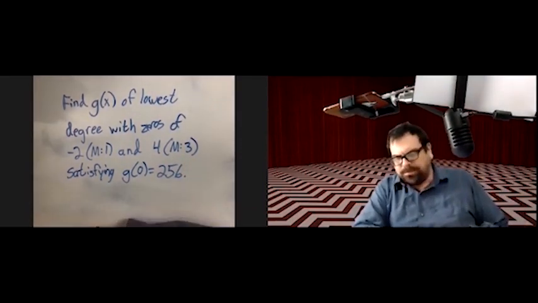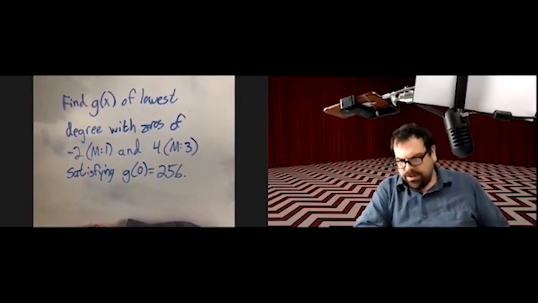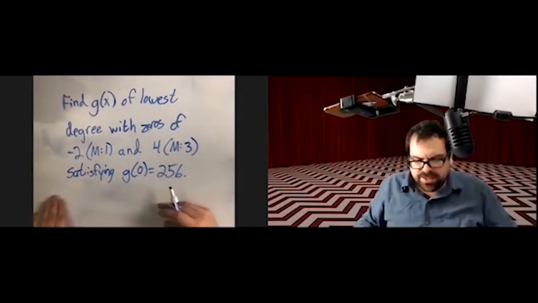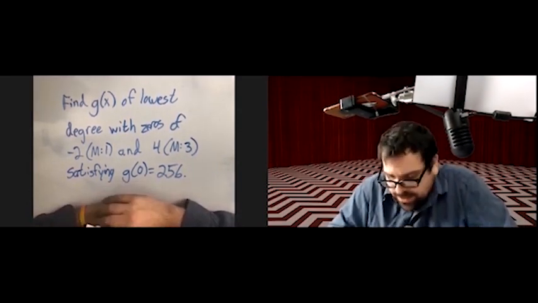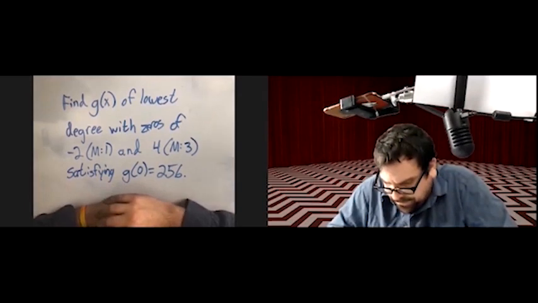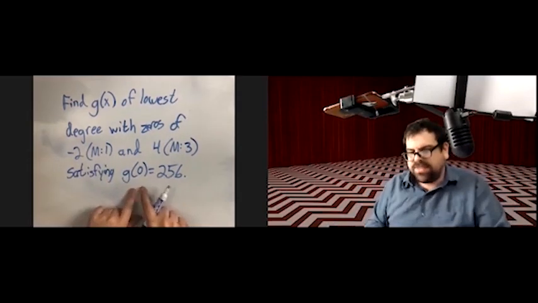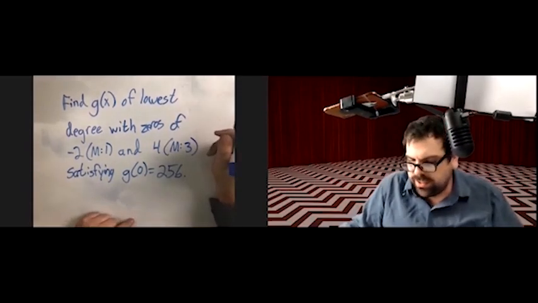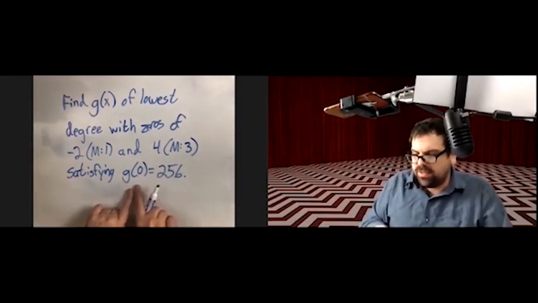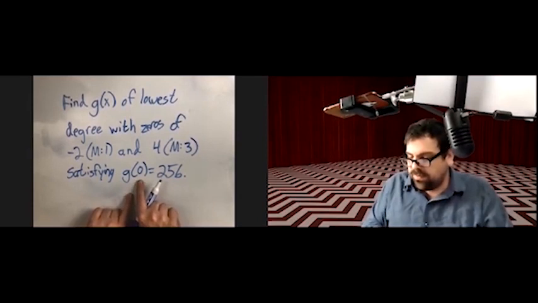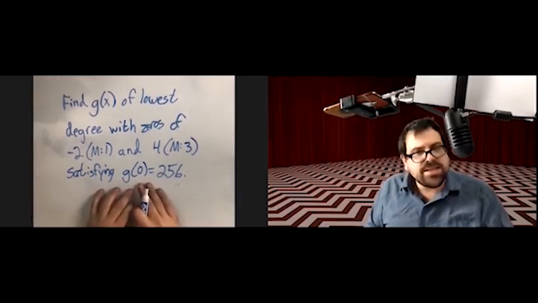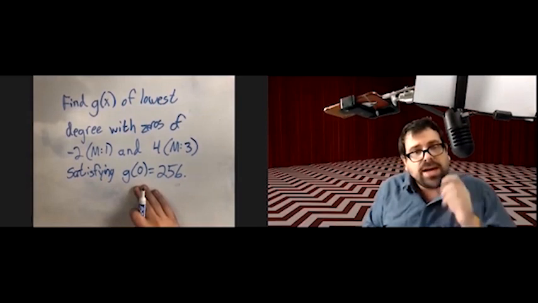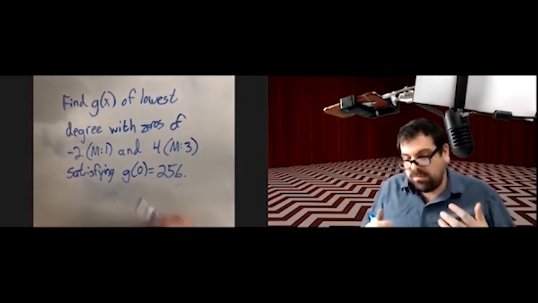So last time we started with our zeros. We didn't think about putting a constant in front of our factored form until we needed one to get rid of the fractions to make things easier. Here, they're giving us a specific condition. In addition to being the lowest degree with these zeros, it must satisfy this point. When x is 0, the function is 256. G of 0 equals 256. This means we need to take into account our extra constant in front of the factored form from the beginning.